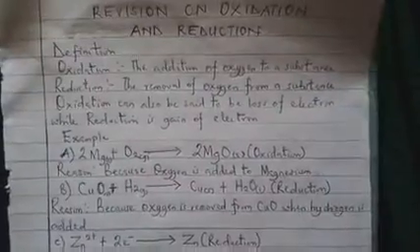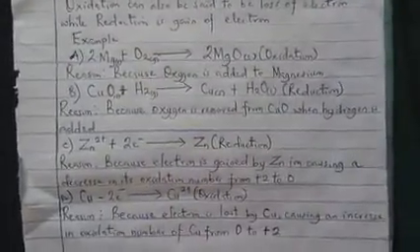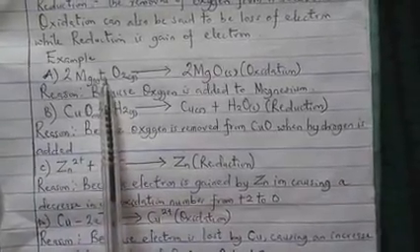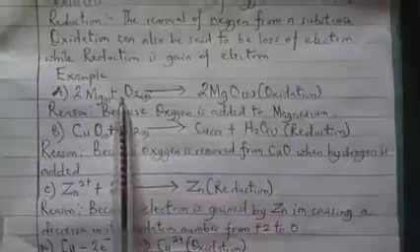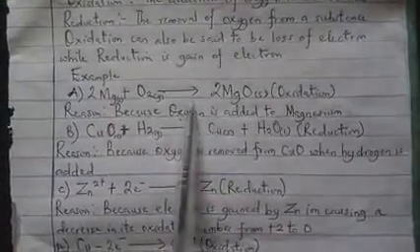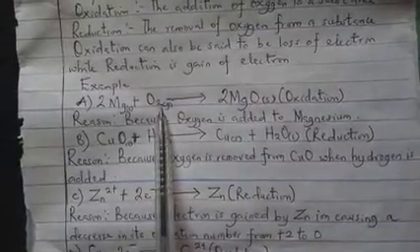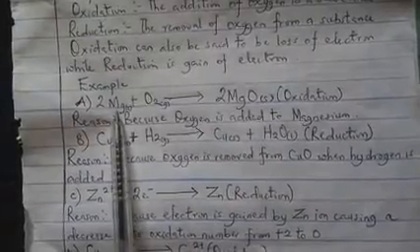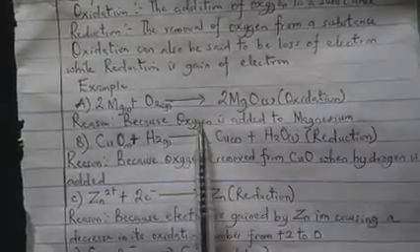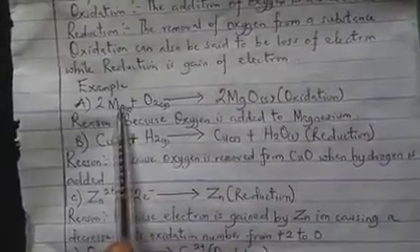There are some examples to buttress this fact that oxidation is addition of oxygen and reduction is removal of oxygen. If you look at this equation very well, you will see that I have magnesium and oxygen. When oxygen is added to magnesium, it gives us magnesium oxide. That is, we have added oxygen to magnesium.